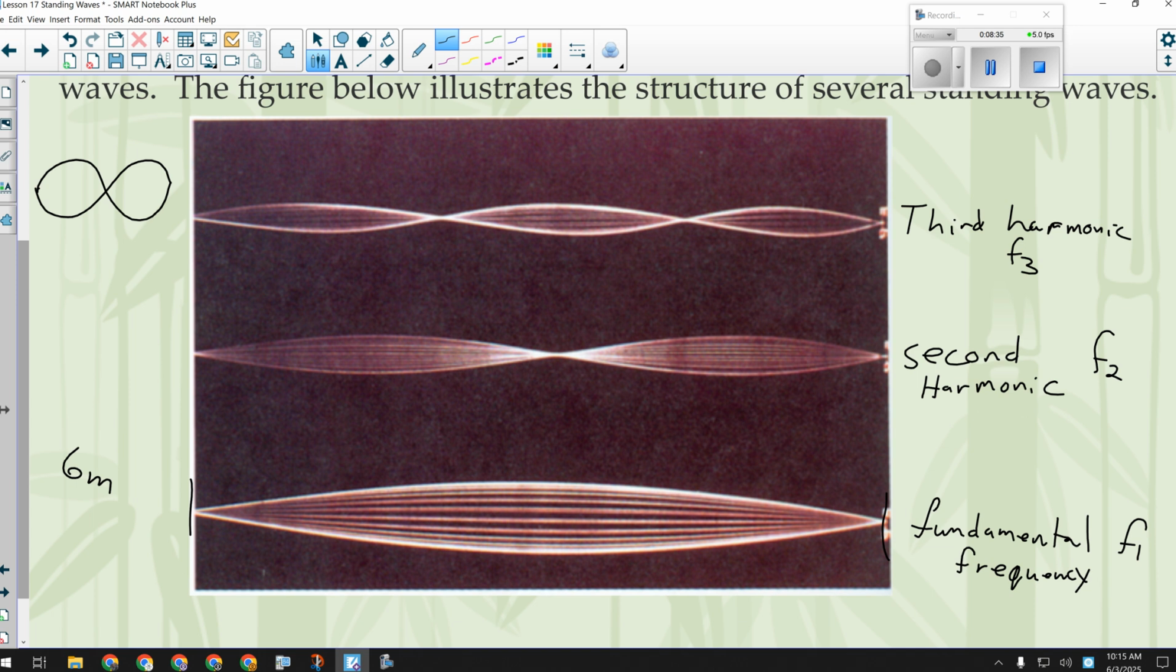What's the wavelength for this one? Adam, what's the wavelength for this one? 1. Okay, so there's 1 wavelength on here. This is 6 meters long. What's the wavelength? 6 meters. How many wavelengths are here? Mary, how many wavelengths are here? 1.5. Okay, so that would make this wavelength 4 meters, right? 6 divided by 1.5. Everyone following me there?